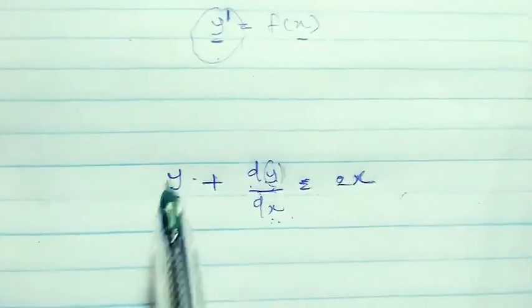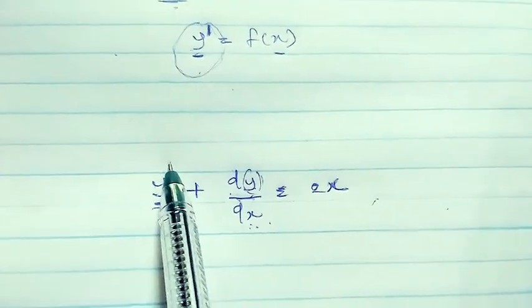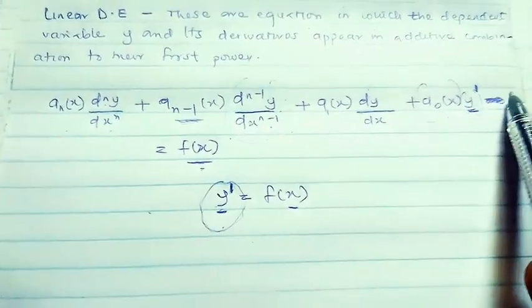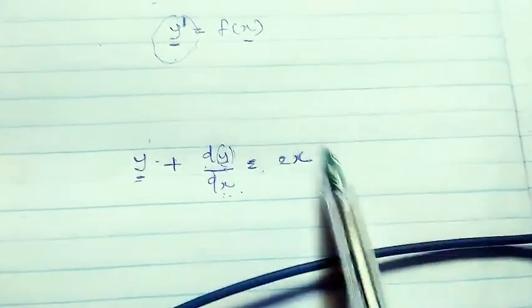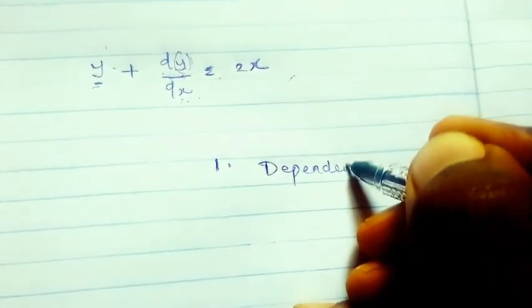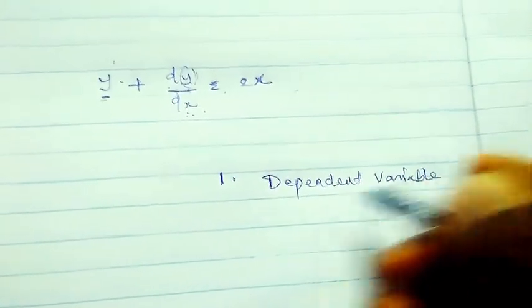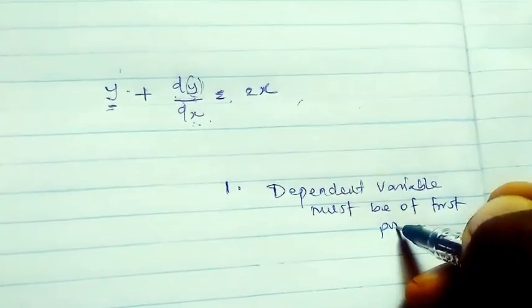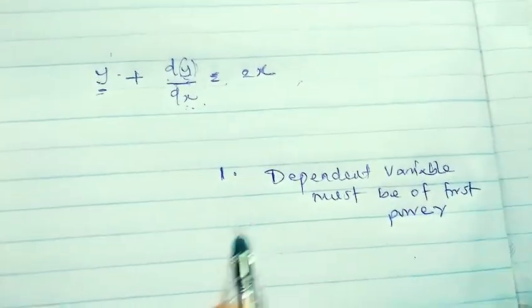Now looking back to this equation, you see that the dependent variable y is of power 1 and is added to a derivative, equating a function of x. In the general form, it is equating a function of x. The same thing with my equation, equating to 2x, which is also a function of x. So for identifying a linear differential equation, one, the dependent variable must be of first power. So this is the first condition. The dependent variable must be of first power.